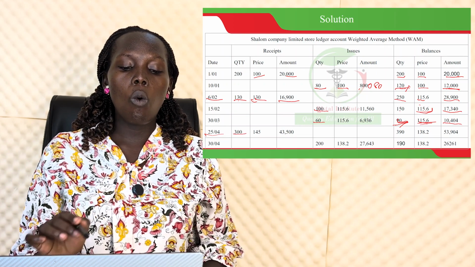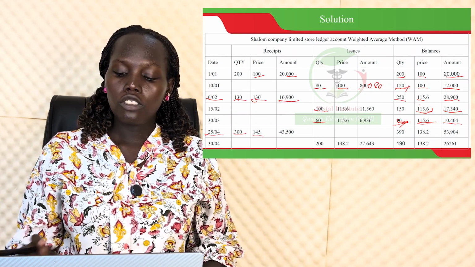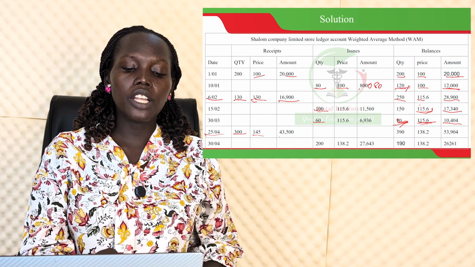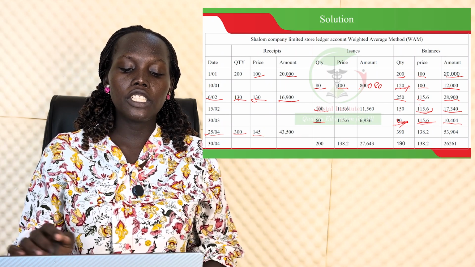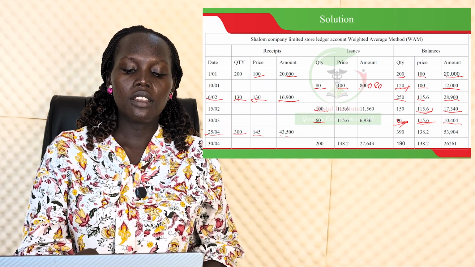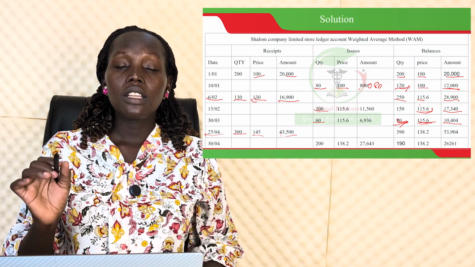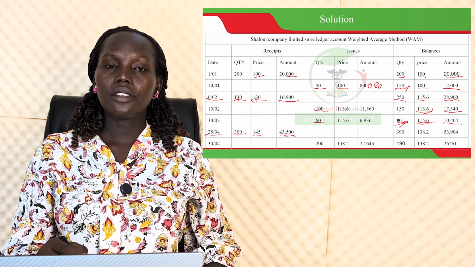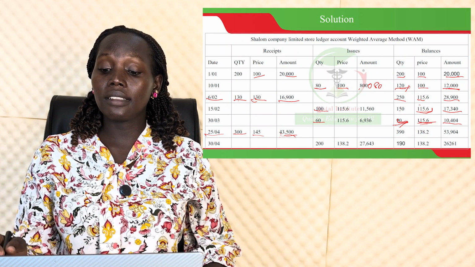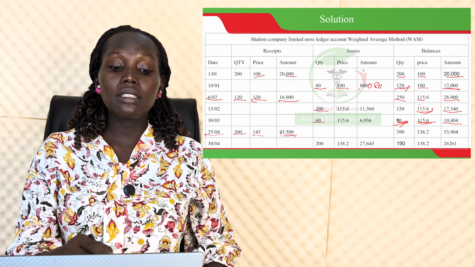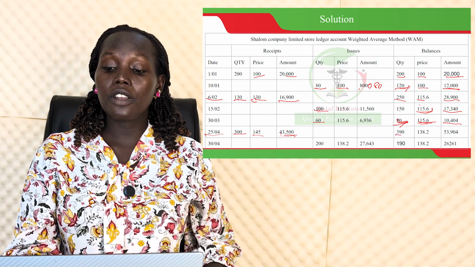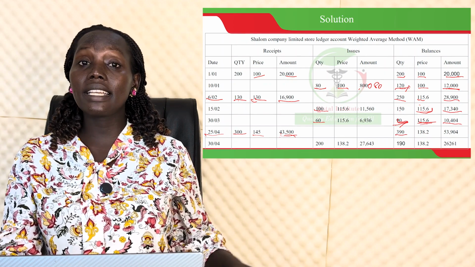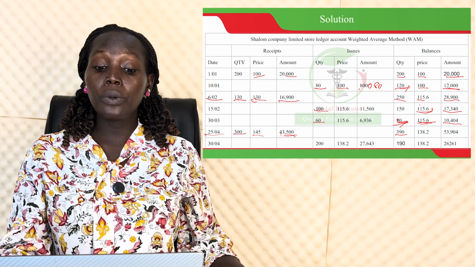So on 25th of April, they are telling us that we purchased more units, 300 units at the price of 145. So to get the amount, we shall multiply, and then we got 43,500. So to get the balance, we shall add. Remember, when you purchase, you add it to your balance. So you get the 90 plus 300, which we shall get 390.